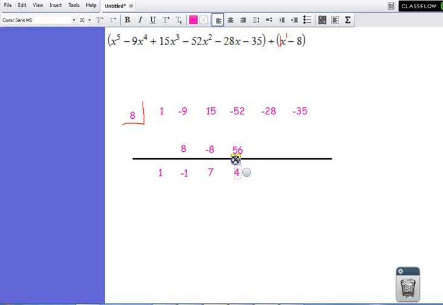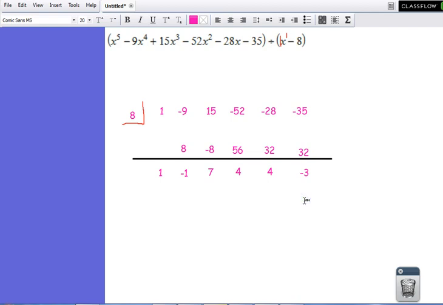You then rinse and repeat. Take 4 times that 8. You get 32. Add 32 to negative 28. You get 4. Rinse and repeat the same process over again. 4 times 8. You get 32. Add 32 to negative 35. You get negative 3. Now let's stop and think.